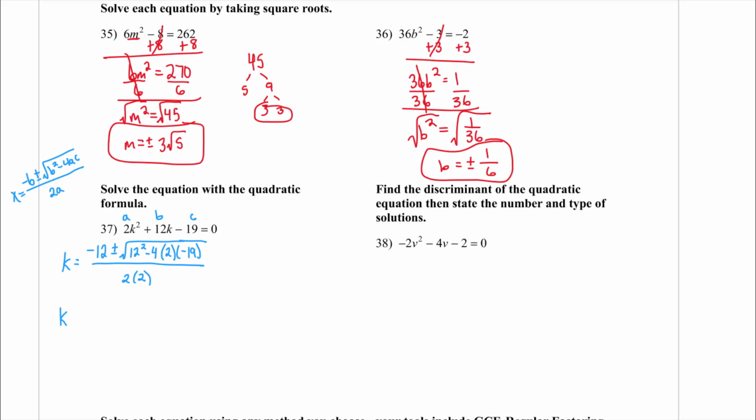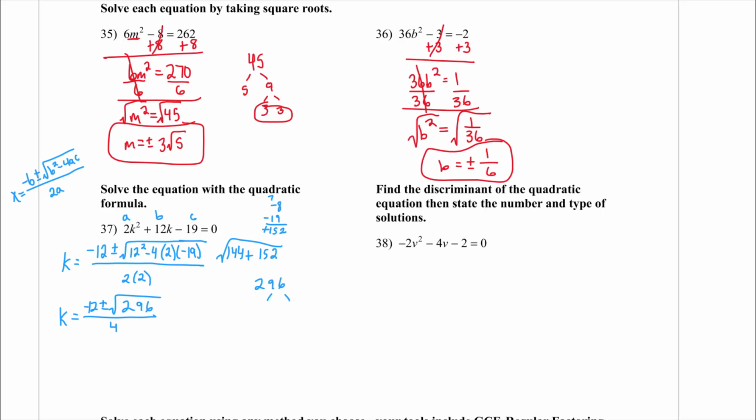Now, in order to simplify this, we are going to do 12 squared, which is 144, and we're going to have to do -4 times 2, which is -8, times -19, which is 152, but it's positive. So we need to do 144 plus 152 underneath our square root, which ends up being 296, which is a rather large number, and that's kind of unfortunate. 2 times 2 on bottom is 4.